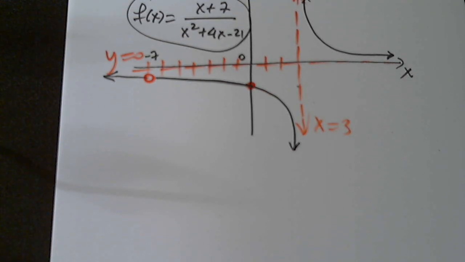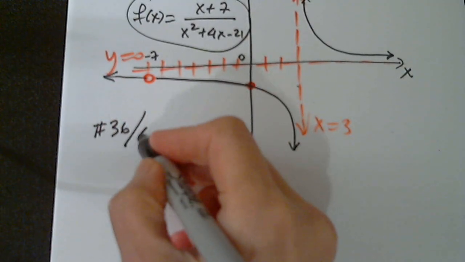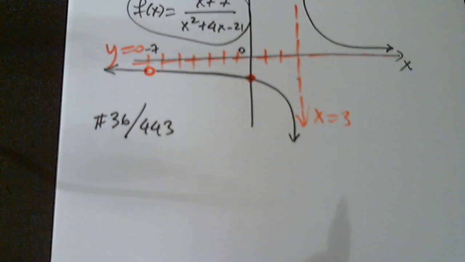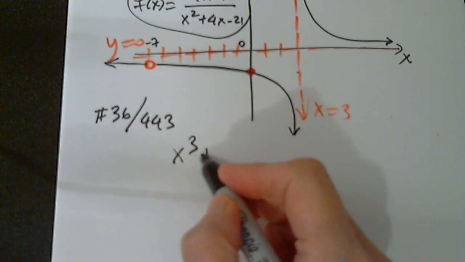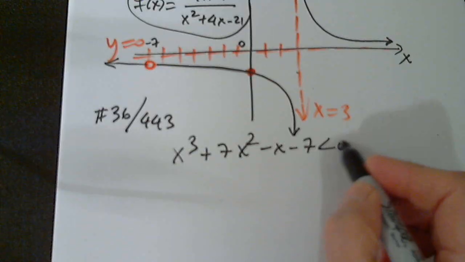I want to choose one. I think it's my turn. 36. And 36 on page 443. And we have x cubed plus 7x squared minus x minus 7 less than 0.